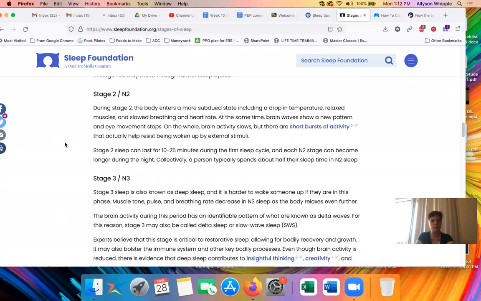Stage 2, N2. During stage 2, the body enters a more subdued state, including a drop in temperature, relaxed muscles, and slowed breathing and heart rate.